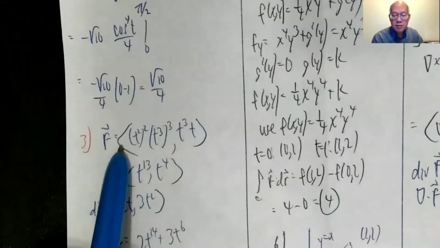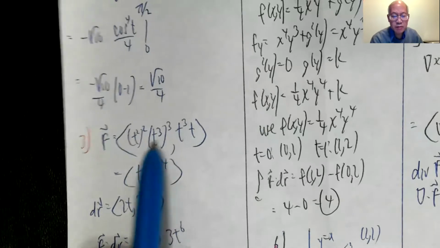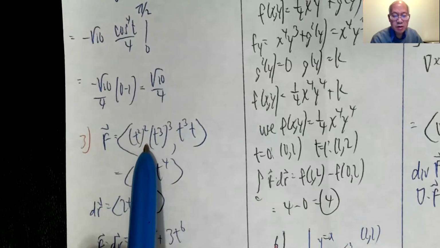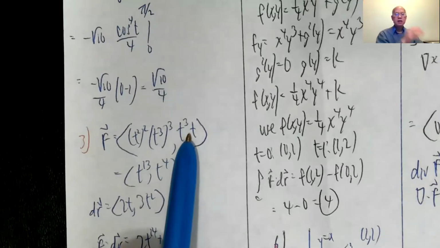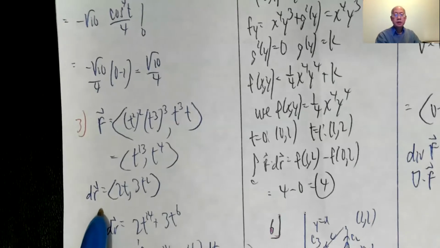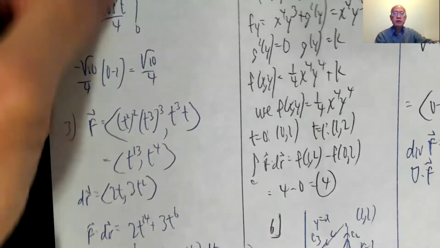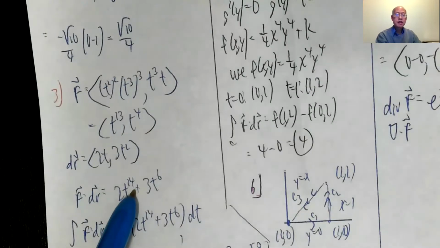Number 3, so x squared y cubed is t squared squared, t cubed cubed, plus y radical x. That's y radical x is t. So that's t to the 4 plus 9, t to the 13, t to the 4. dr is 2t, 3t squared. The dot product is 2t to the 14th plus 3t to the 6th.